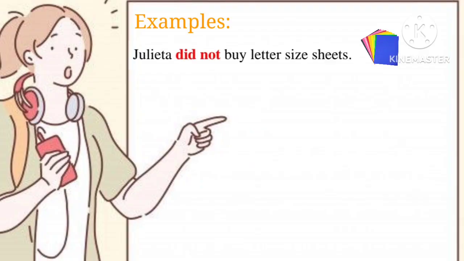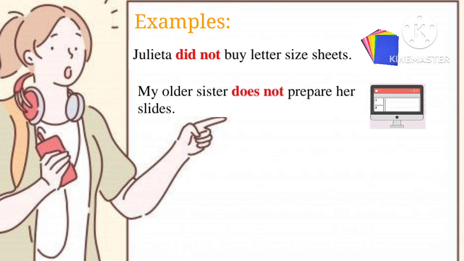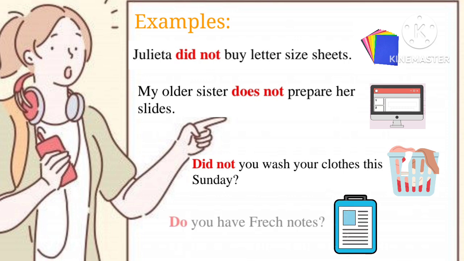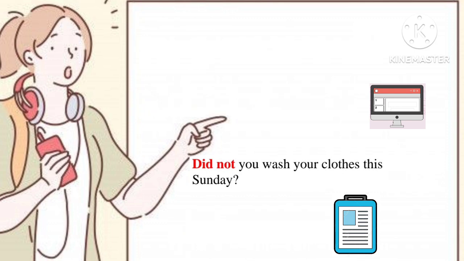The verb to do as an auxiliary verb is used to form negative and interrogative sentences depending on the verb's tense. Example: Julieta did not buy leather side sheets. My older sister does not prepare her slides. Did you not wash your clothes this Sunday? Do you have French notes?